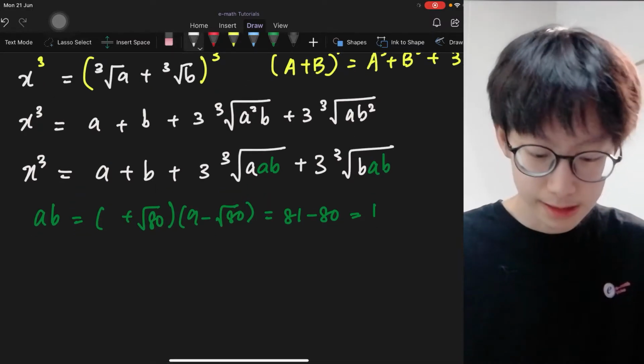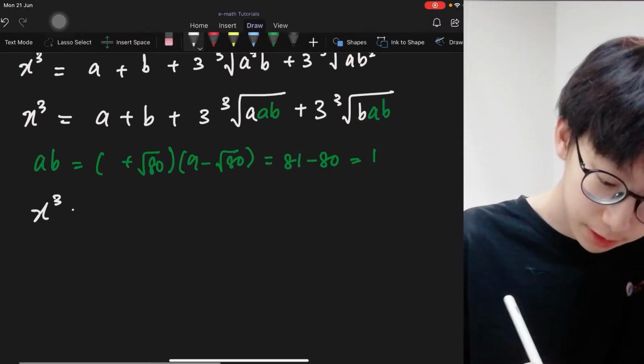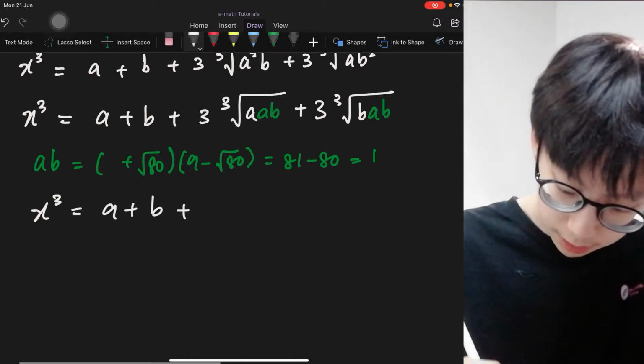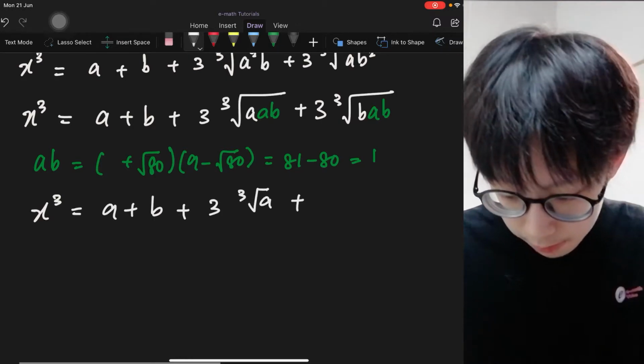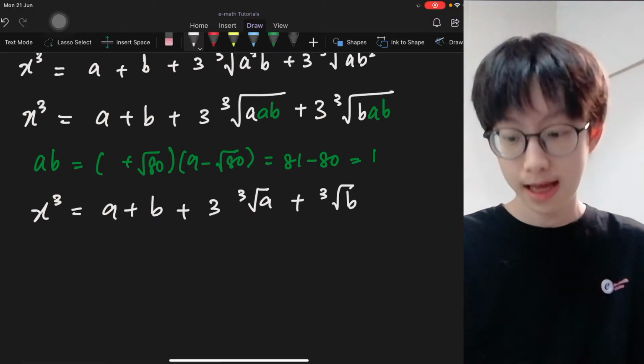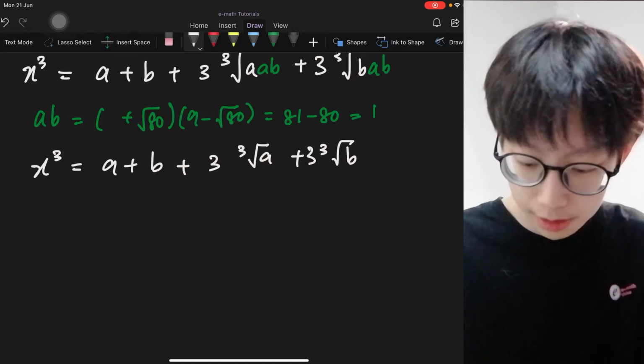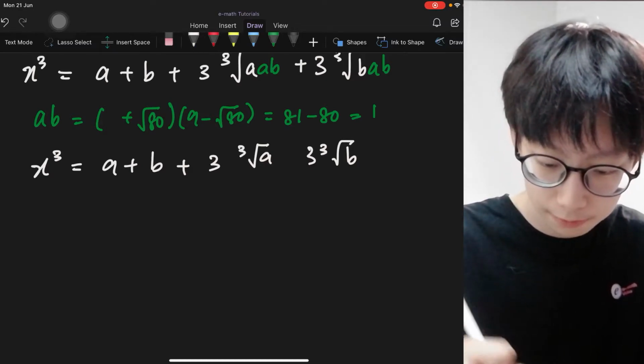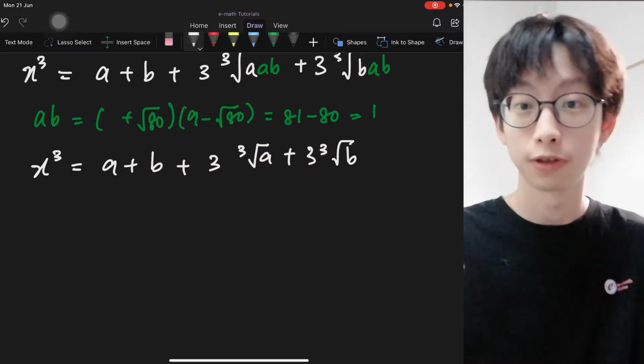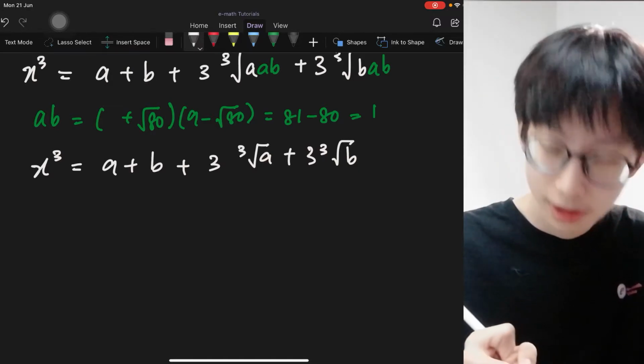If this is just a 1, then simple. x cubed equals a plus b plus 3 times the cube root of a plus 3 times the cube root of b, and we can factor out the 3. Sorry, I missed out the 3. We can factor out the 3, right? Not the cube, right? You can't combine.